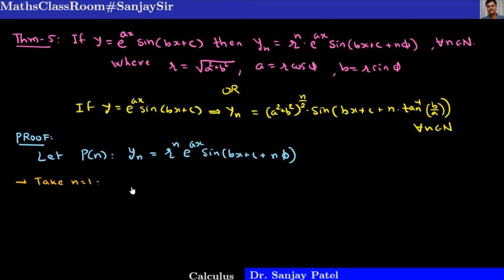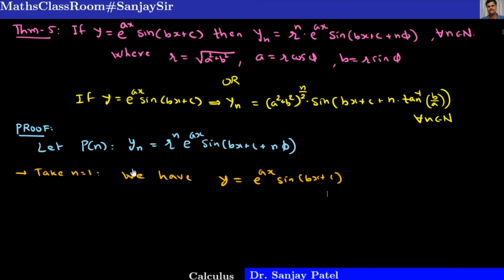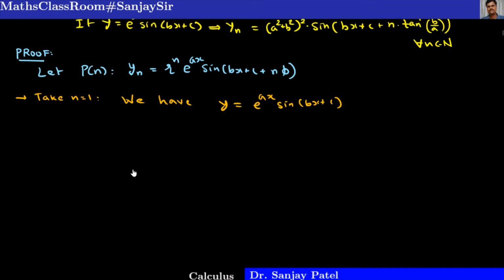So from y is equal to, we have the function y is equal to e raised to ax into sine bx plus c. This is not directly, as in the previous results, we have to do some simplification here. I want y1, so differentiate this with respect to x. Differentiate both the sides with respect to x.